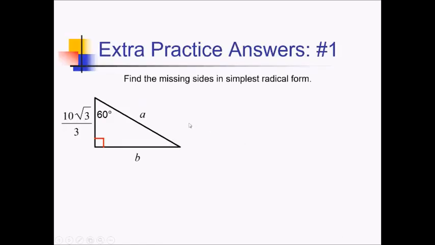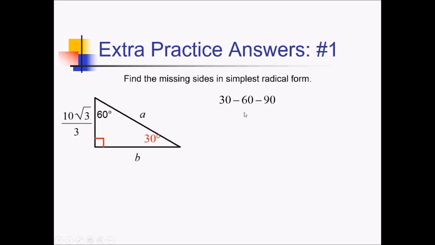For this triangle, I want to find the values of a and b. Now, since this is a right triangle and they only gave me one side, I can't use the Pythagorean theorem. So let me see if this is at least a special right triangle. We've got 60 degrees over here. That means there's 30 degrees left for that other non-right angle. So this is a 30-60-90 triangle.